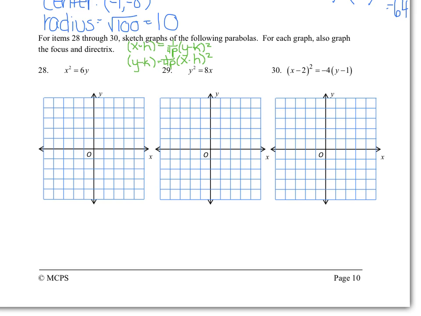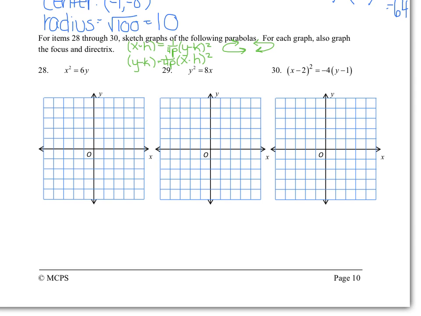I personally like this way because when the non-squared term is by itself, it tells me what direction it opens. So what I mean by this is the x minus h is by itself, so my graph's going to open in the x direction, either this way or this way. If p is positive, it's going to open towards the positive x. If p is negative, it's going to open towards the negative x.